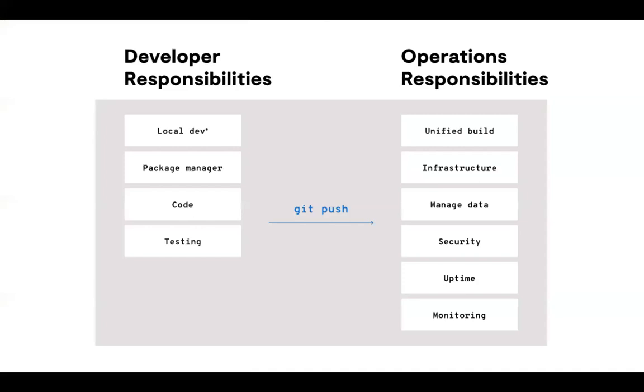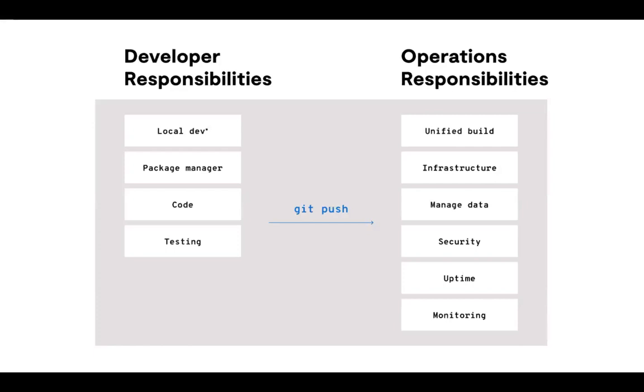All right, let's get to that unified workflow. Again, coming back to developer responsibilities versus operations responsibilities, and where's the dividing line? Where's the boundary between those? So developer responsibilities include setting up your local development environment, using the package manager to get the code, writing the code, testing the code. But I have an asterisk near local dev.